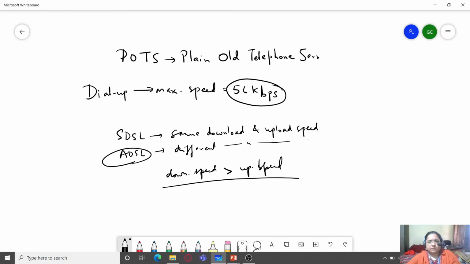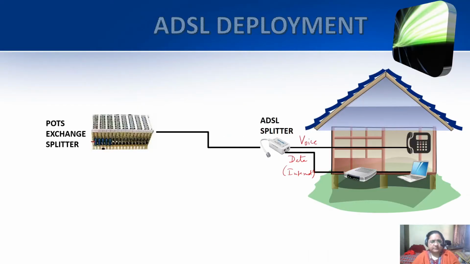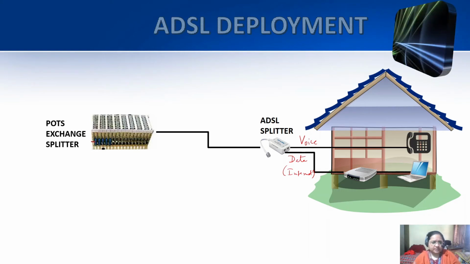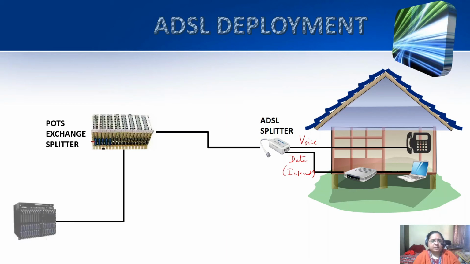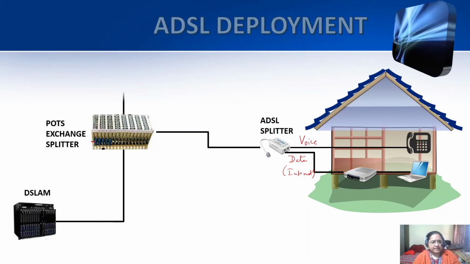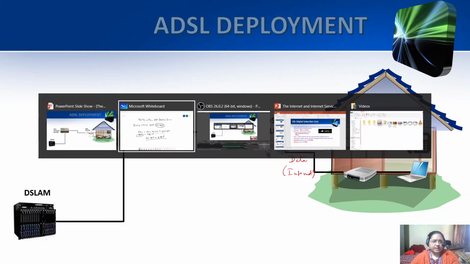So we can also say it is the PSTN, that is public switch telephone network, that is our telephone exchange. You can just imagine it. So POTS exchange splitter. We have a larger splitter which takes incoming connections from various subscribers and divides it into two channels. One is the digital, and one is the set of data channels which goes into the DSLAM, which is the DSL access multiplexer.